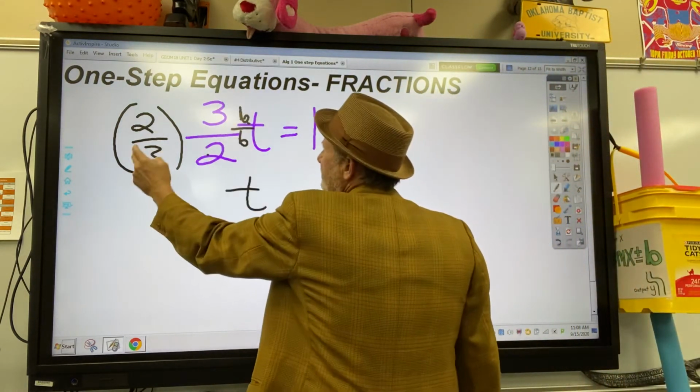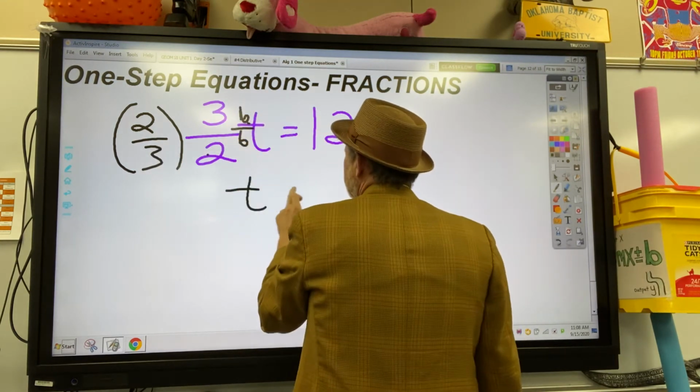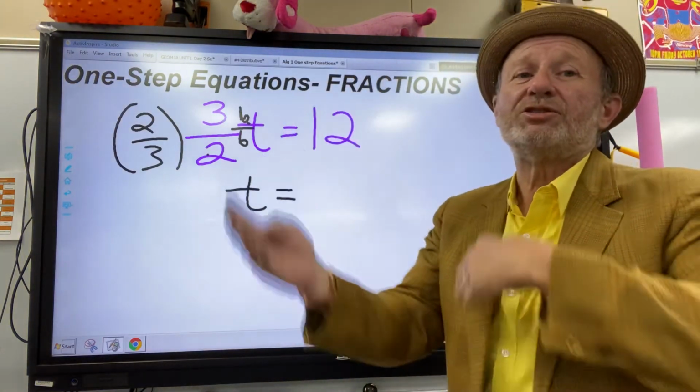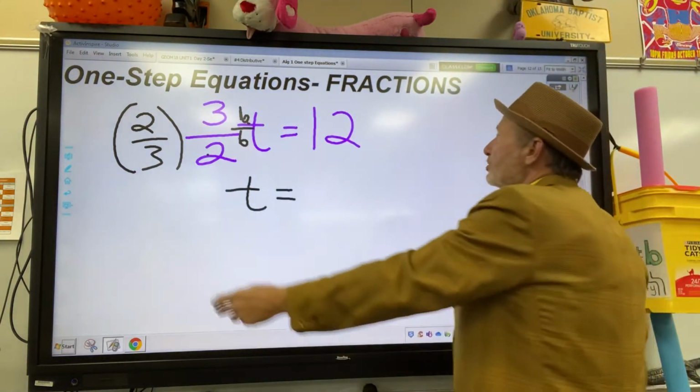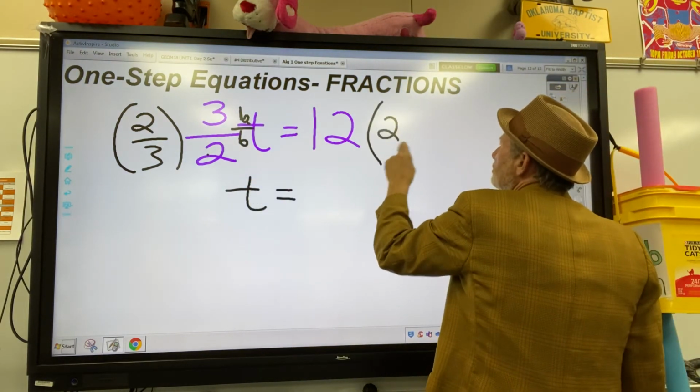2 times 3 is 6. 3 times 2 is 6. 6 goes into 6 one time. So I get 1t. But remember, what you do on one side of an equal sign, you got to do on the other. So that means I got to come over here and multiply the 12 by 2/3.